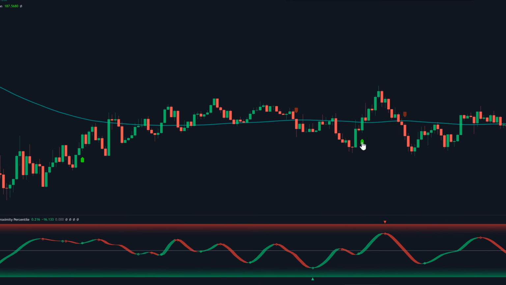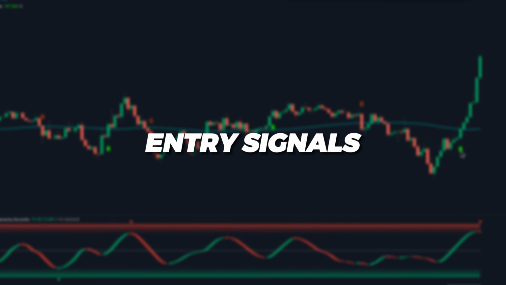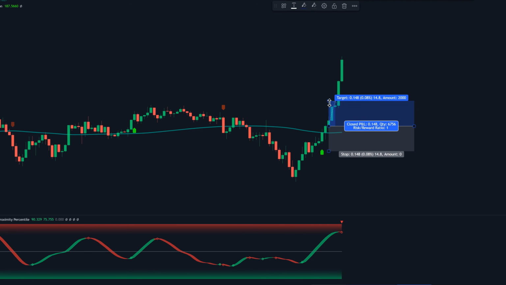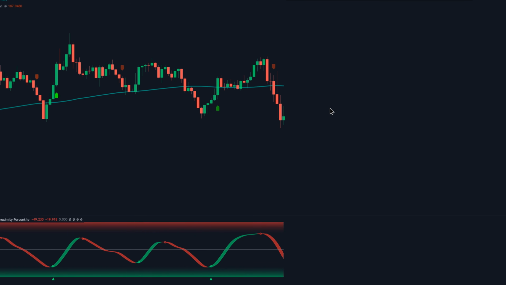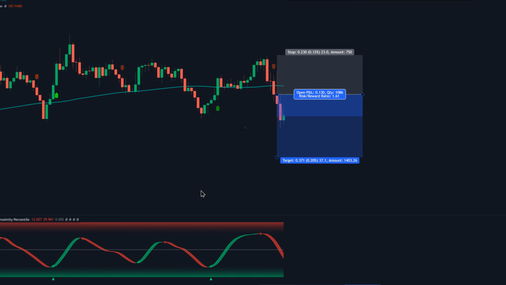Simple. The Lorentzian classification indicator is going to be giving us the buy and sell entry signals. A green upward arrow like this one is a buy signal. Whenever it's printed, it indicates a potential entry point for long positions. On the other hand, a red downward arrow like this one indicates a sell signal. Whenever it's printed, it indicates a potential entry point for short positions.